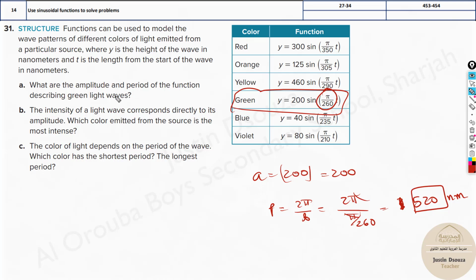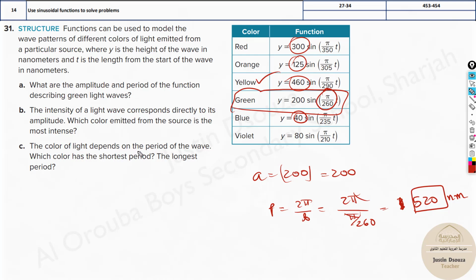Now the next question, this is it for question A. The second one is this: the intensity of the light wave corresponds directly to its amplitude. Which color emitted from the source is the most intense? Now the intensity is directly related to amplitude. That means the amplitudes are there, right? If there is high amplitude, then it is high intensity. Which is the most intense? Just see over here, which is the maximum? It is 460. It's LO. LO is the most intense. If they ask in the exam least intense or the lowest intensity, that would be blue color. You should just see which is maximum, which is minimum, and tell the answer.